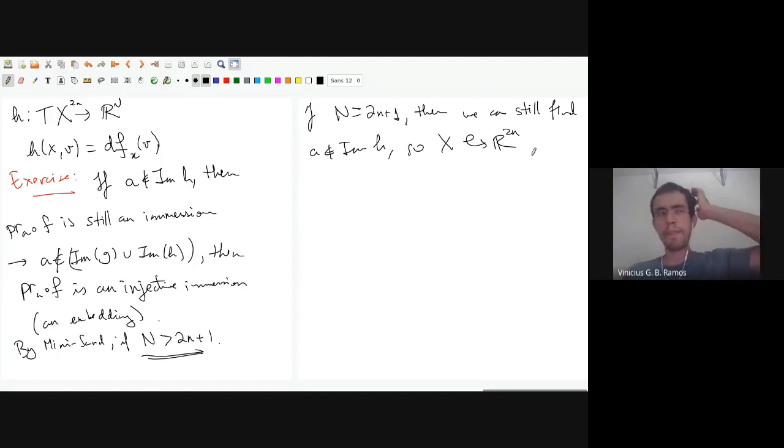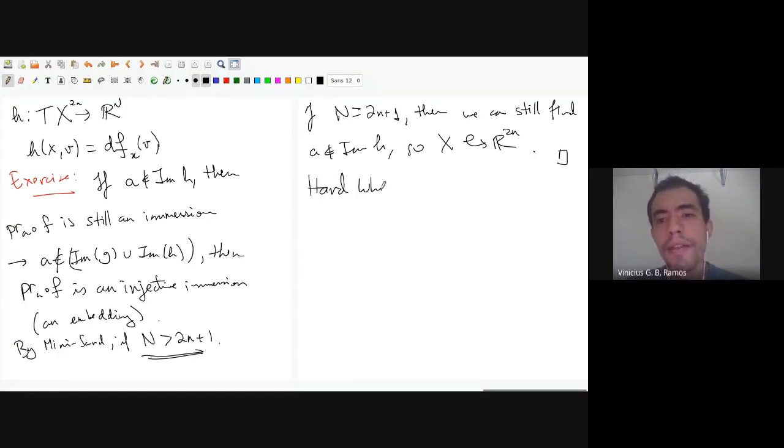So maybe in 2 classes or in 3 classes, depending on how it goes, we will see how to do the same thing for manifolds that are not compact. And this is maybe called, I don't know, the medium Whitney embedding theorem. Because the really hard Whitney embedding theorem is saying that you can actually reduce one more dimension. So this is the end of this proof.